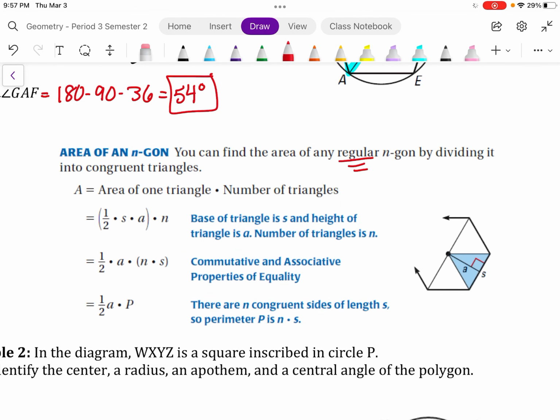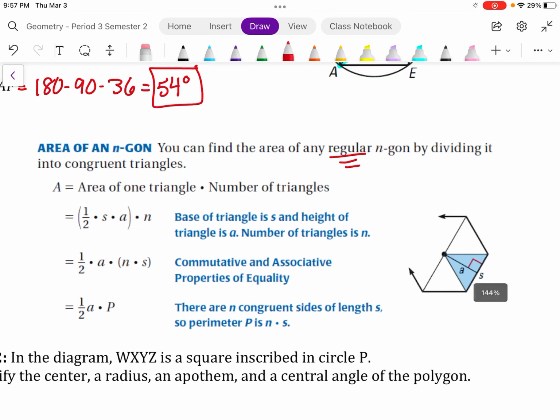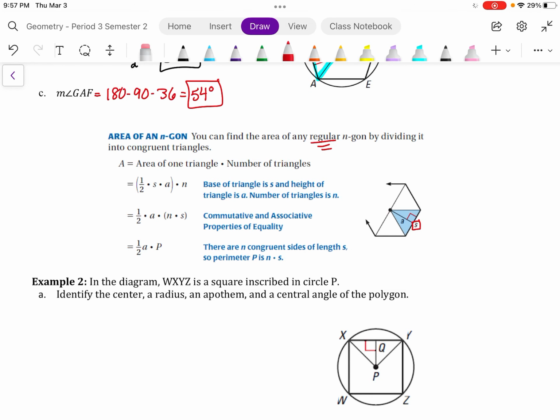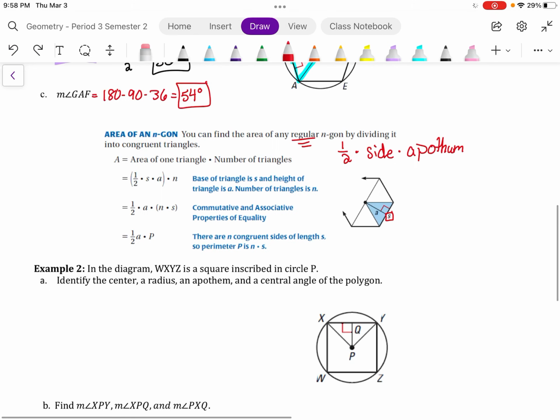So we can take this and find the area of a triangle, which would be 1/2 the base, and they use S for the base because that's the length of our side, multiplied by A, which is our apothem. So in this formula, we have 1/2 times the side length times the apothem. And then we multiply that times n, which is the number of triangles.